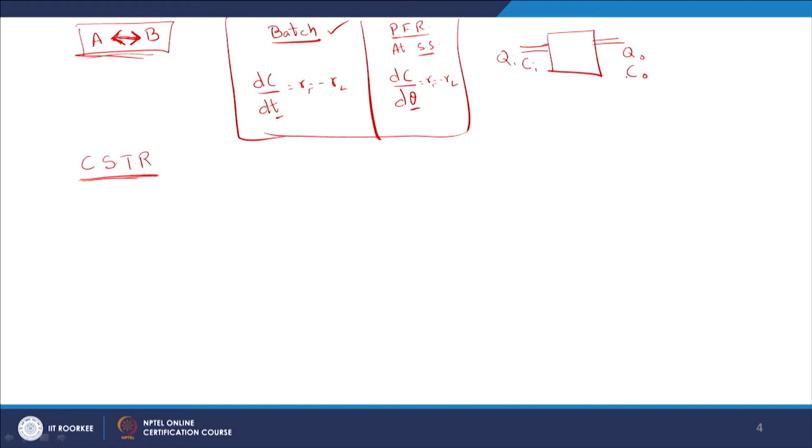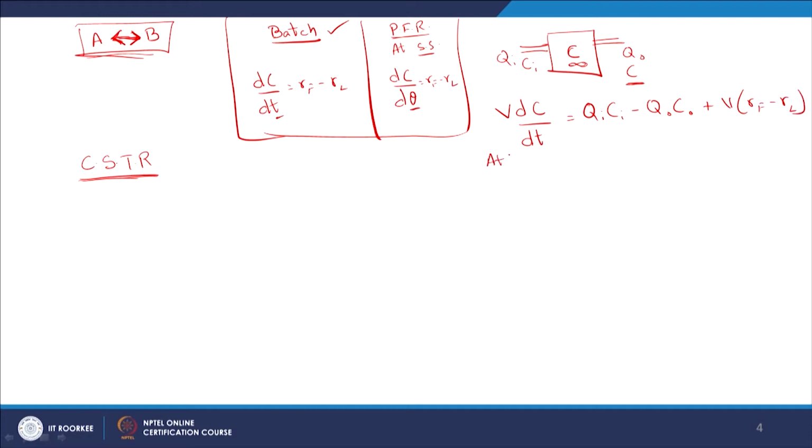And what is the key here? The concentration going out is going to be the same as the concentration inside the reactor. And why is that? Because it's continuously mixed. As the system is continuously mixed, whatever the concentration of the compound inside the reactor is, it is going to be the same as the concentration leaving the reactor. So what's the mass balance equation? Let's look at that. V dC by dt is equal to Q in C in minus Q out C out plus volume into rate of formation minus rate of loss.